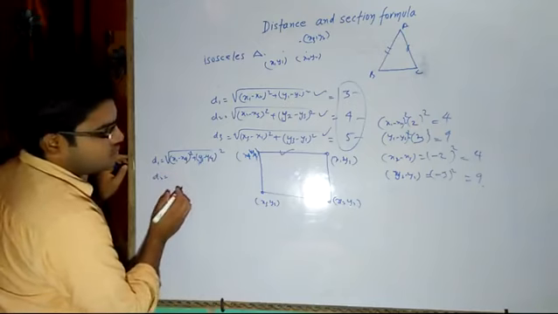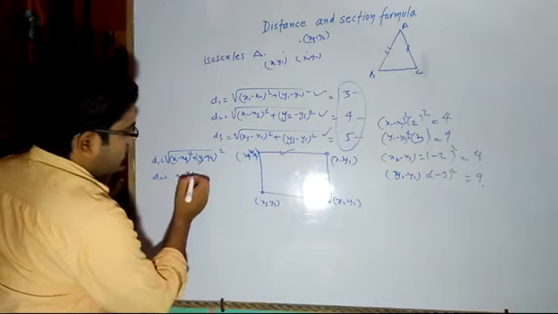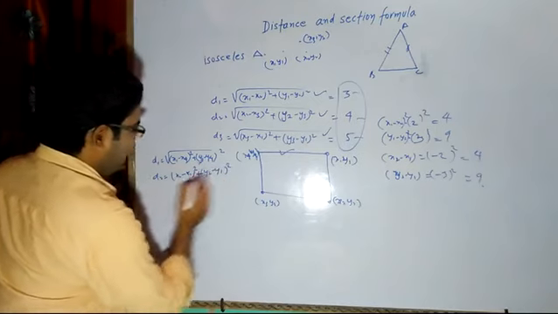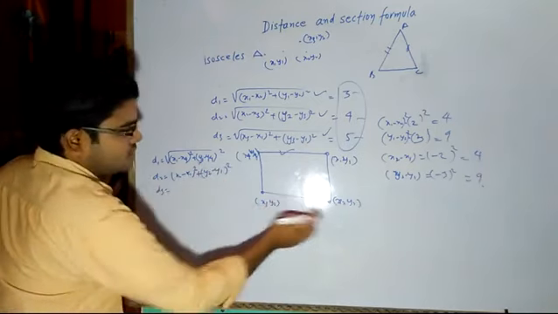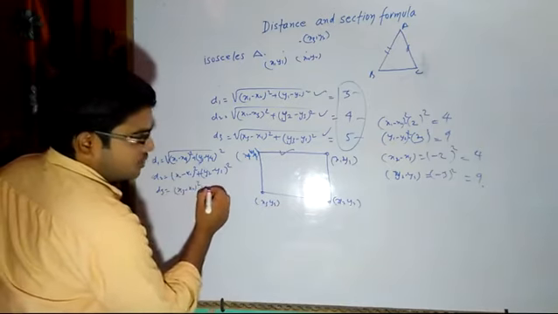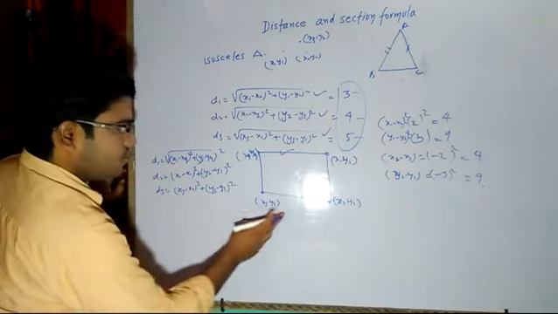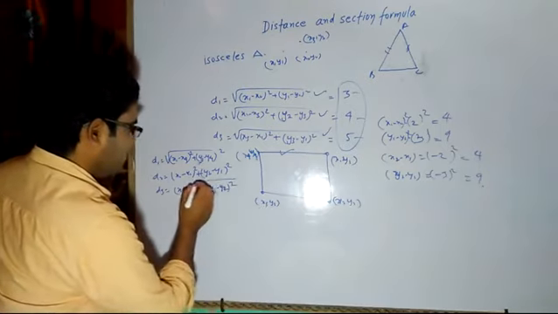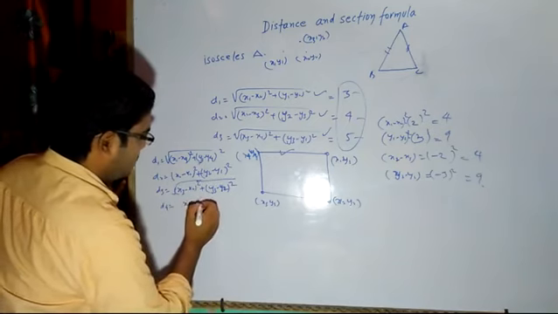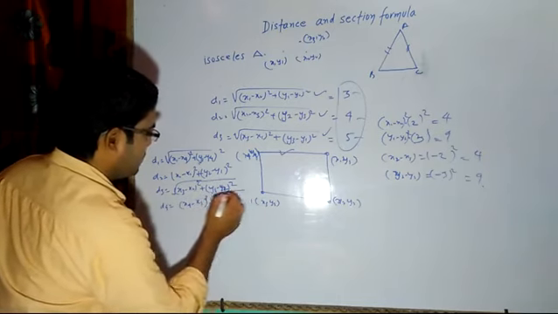Then you will calculate d2, which will be equal to the root of (x2 minus x1) whole square plus (y2 minus y1) whole square. Then you will calculate d3, this distance also: (x3 minus x2) whole square plus (y3 minus y2) whole square. Then you will calculate d4, that is (x4 minus x3) whole square plus (y4 minus y3) whole square.